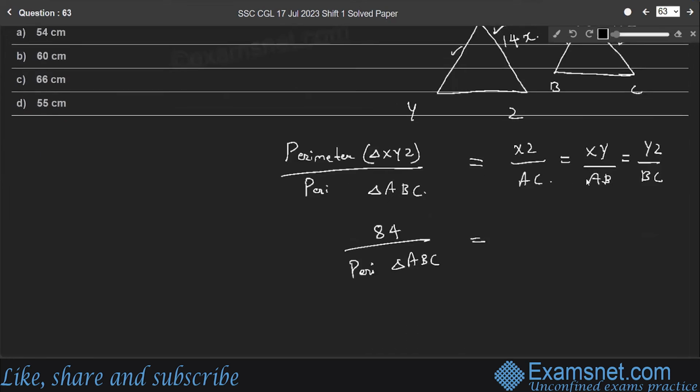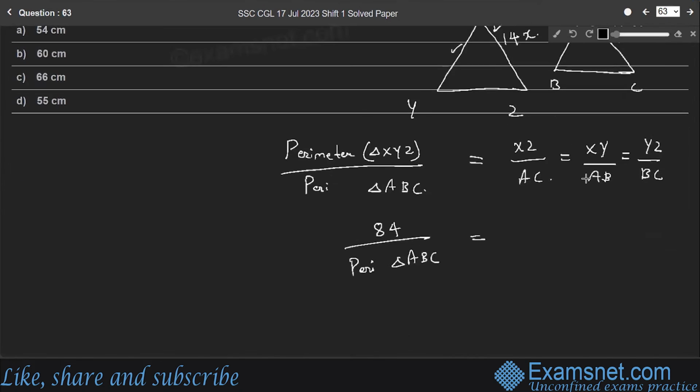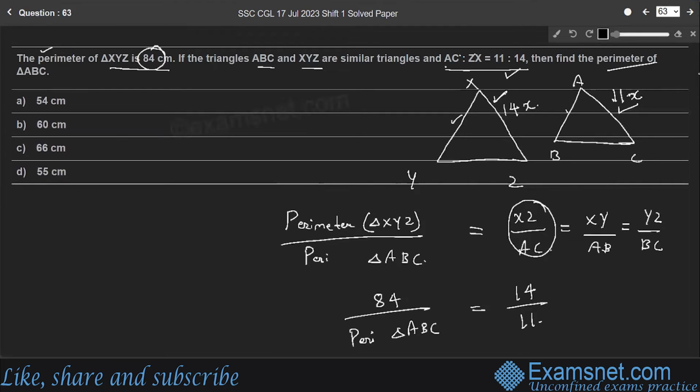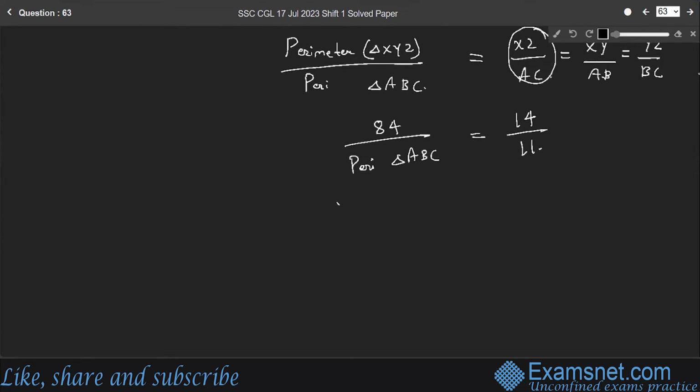So here we'll consider XZ. So this one, XZ is to AC, right? So XZ is 14 into a number. So the ratio becomes 14 is to 11. Since AC is to XZ is 11 is to 14, XZ is to AC becomes 14 is to 11. Therefore, perimeter of triangle ABC.